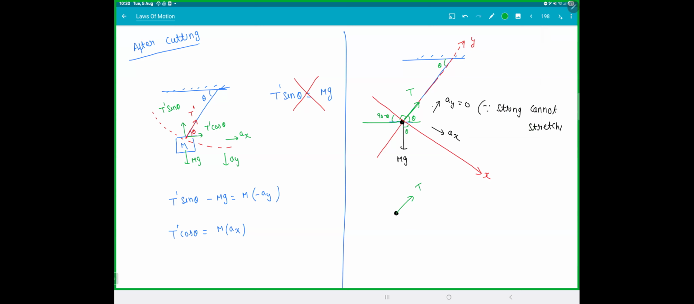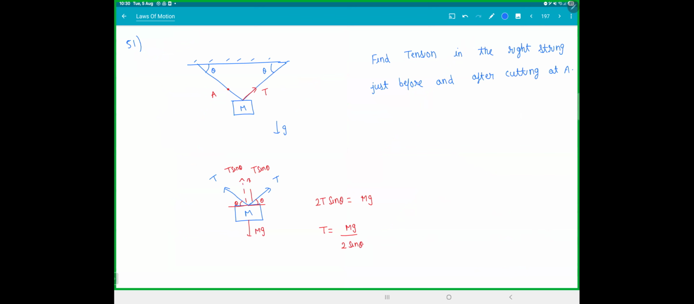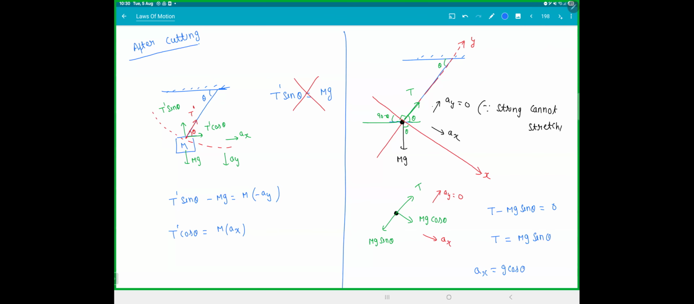So look at the forces. This is tension. This is mg cos theta. This is mg sin theta. Accelerations, I'm choosing this is y direction, which is 0. This is x direction. Apply the forces. So T minus mg sin theta is equal to 0. The tension is mg sin theta. And the acceleration Ax will be g cos theta. I didn't ask you that, but you can find. Is this clear, everyone? So before cutting, the tension was mg by 2 sin theta. After cutting, the tension becomes mg sin theta.